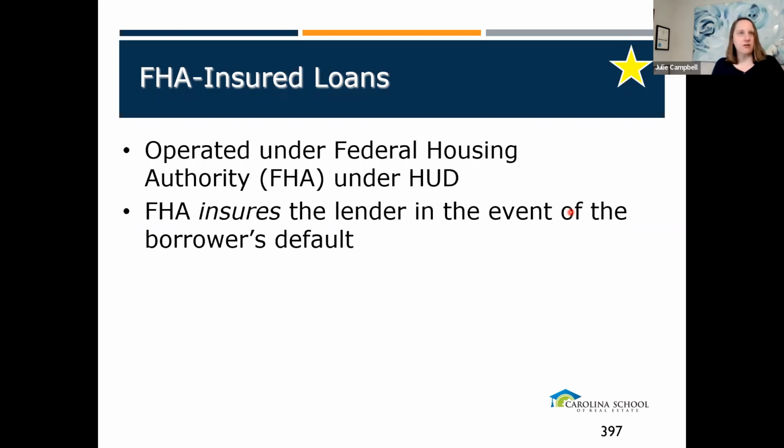FHA doesn't originate loans. They don't set interest rates. They don't determine loan origination fees. They don't require discount points. Lenders are free to charge what they want to charge. Lenders are free to set their own fees. What the FHA loan does is insure the lender in the event of the borrower's default. FHA provides a safety net for the lender in the event of the borrower's default.